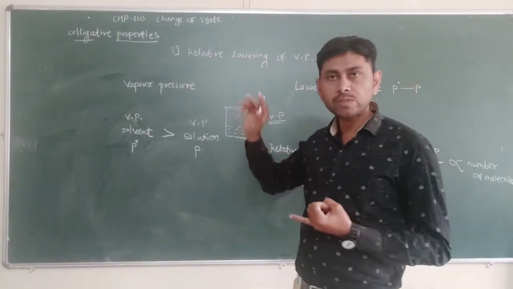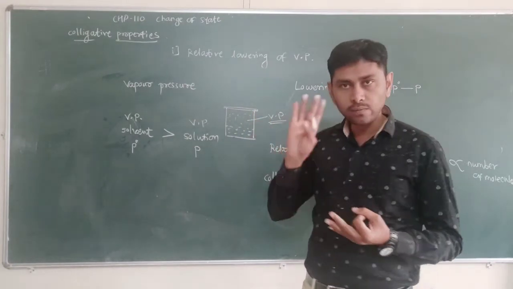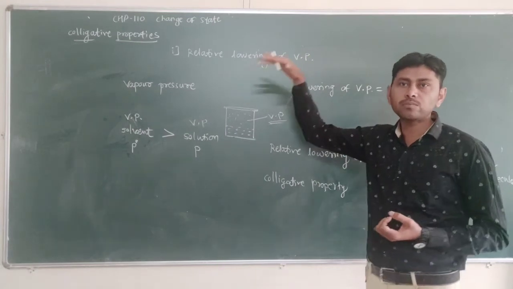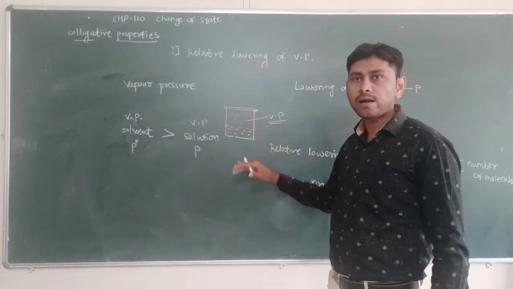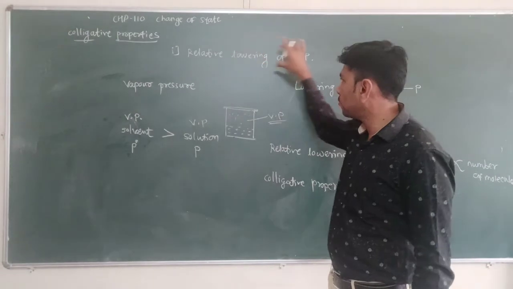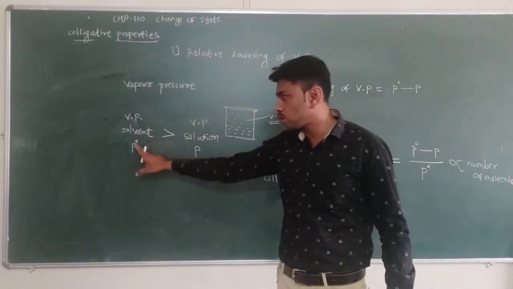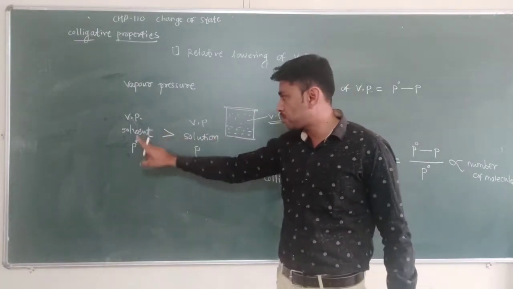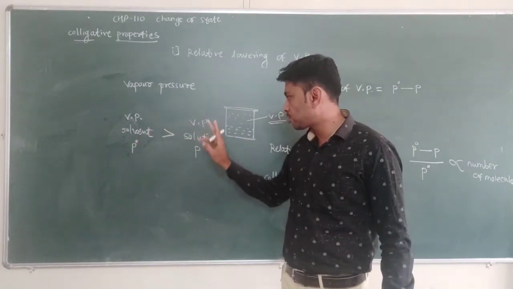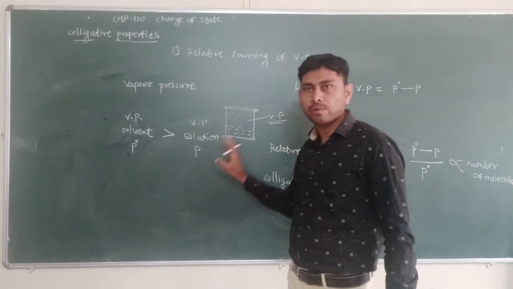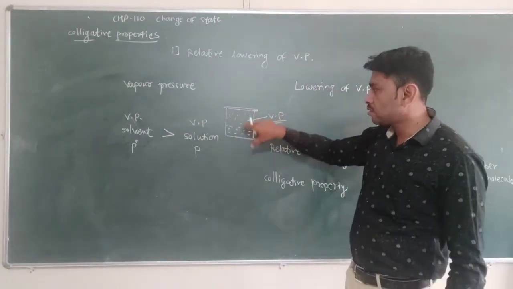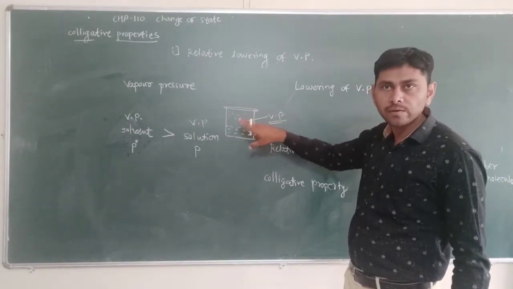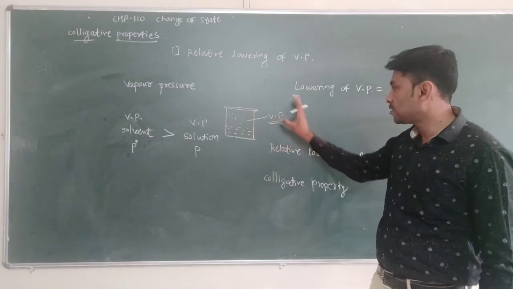Colligative properties are the properties which depend on the number of solute particles. There are four colligative properties: relative lowering of vapor pressure, elevation in boiling point, depression in freezing point, and osmotic pressure. The vapor pressure of solvent is always greater than the vapor pressure of solution. Vapor pressure is the pressure exerted by the vapors of the liquid on the surface of the liquid when it is in equilibrium with the liquid.